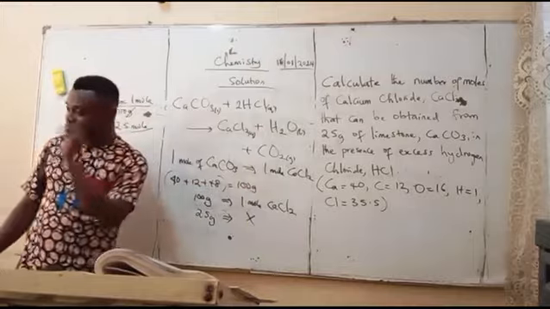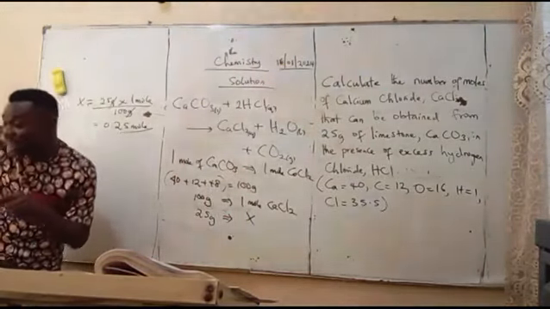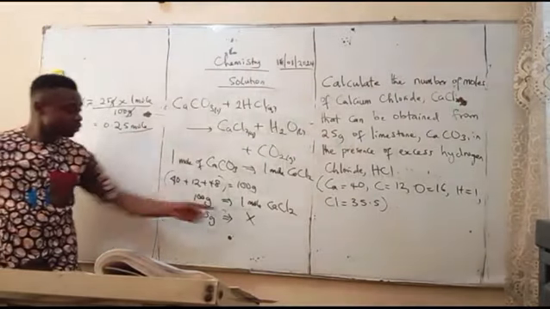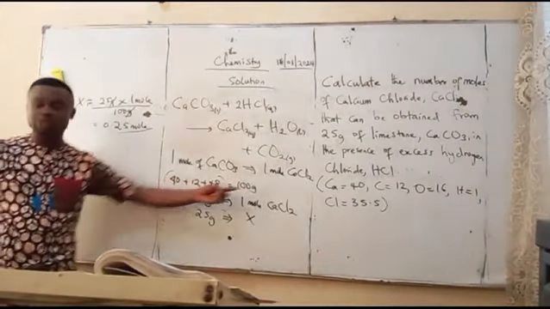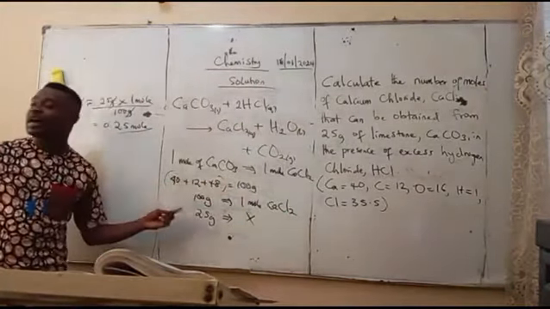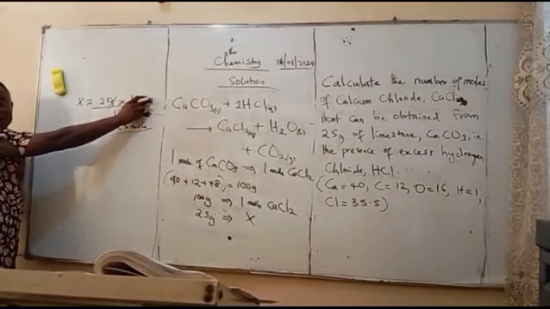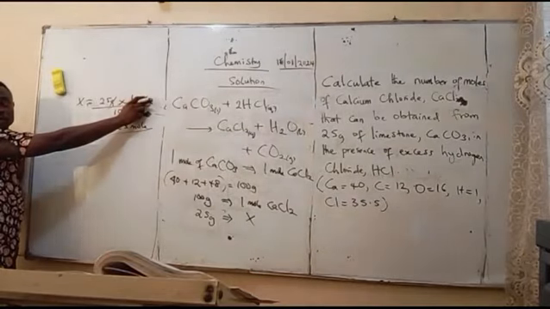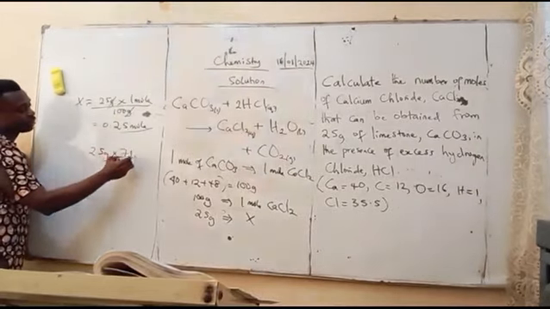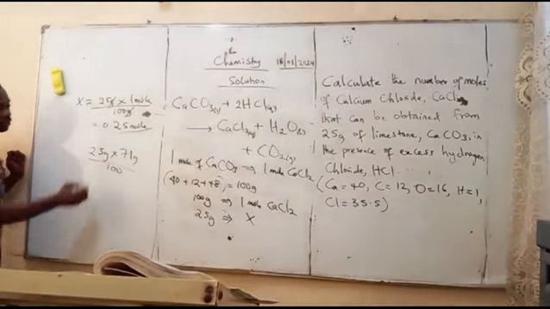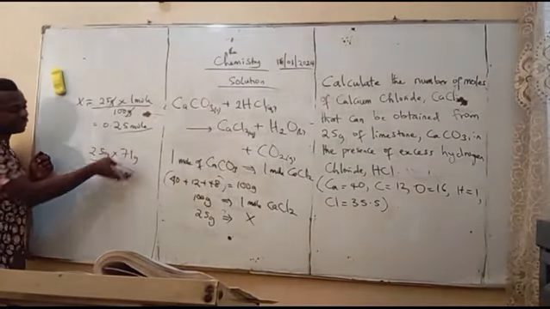35.5 is what? 71. So let's assume you are asked to calculate the mass of calcium chloride that will be produced. What you simply do is move this to what? Molar mass, which is what? 71 grams. So that means 100 grams will yield 71 grams. 25 grams will now yield what? So anywhere you see 1 mole of calcium chloride, you put 71 grams. So it now becomes 25 grams times 71 grams over 100 grams. So simply multiply this and divide by 100 and get your answer.